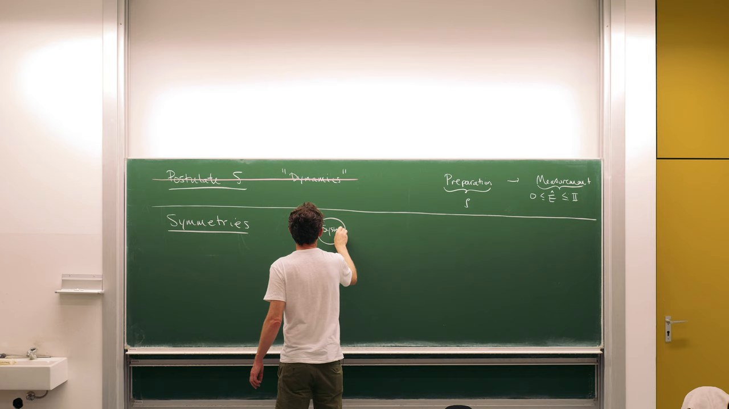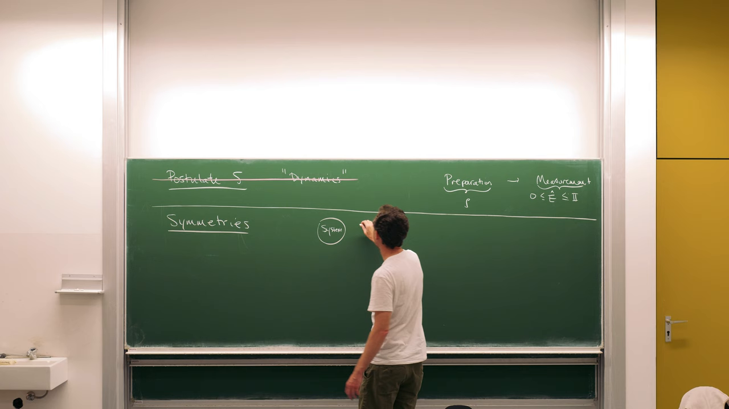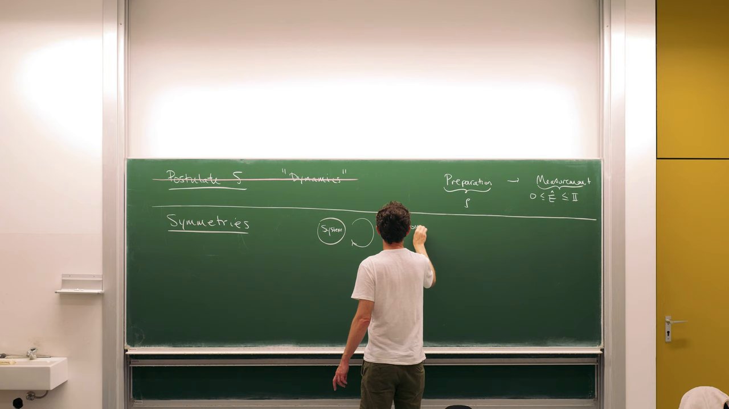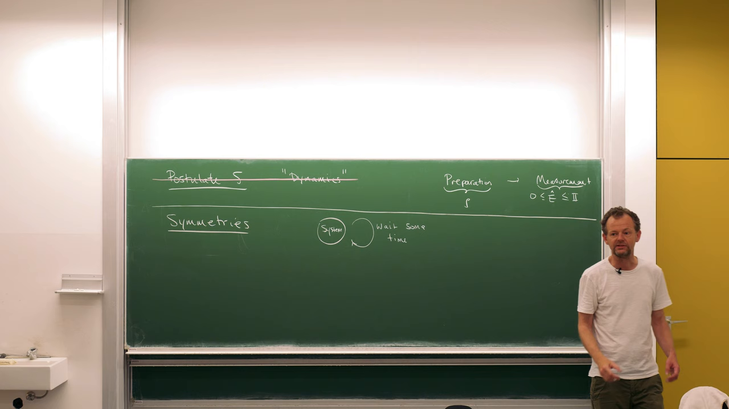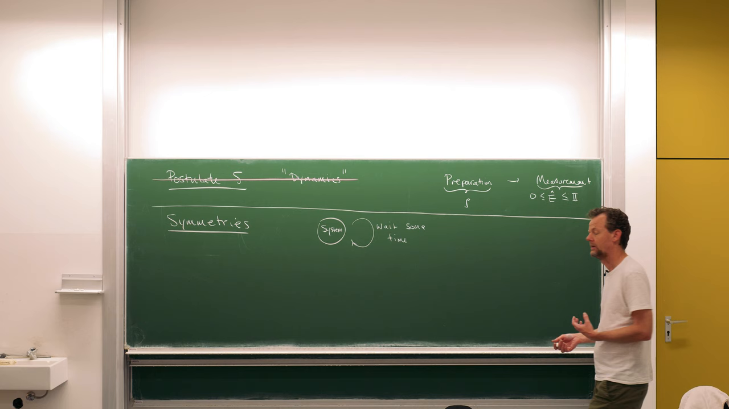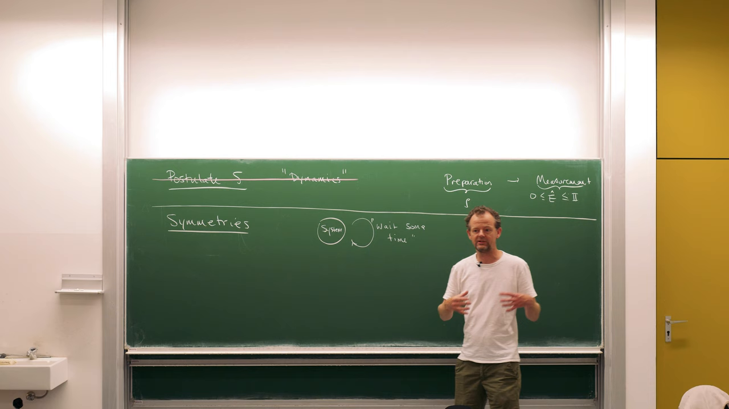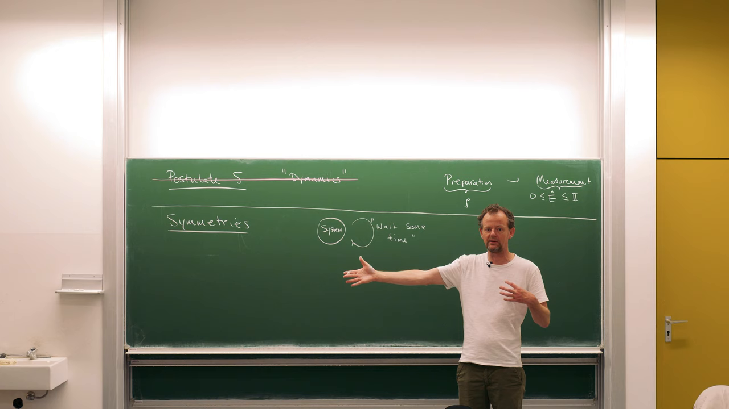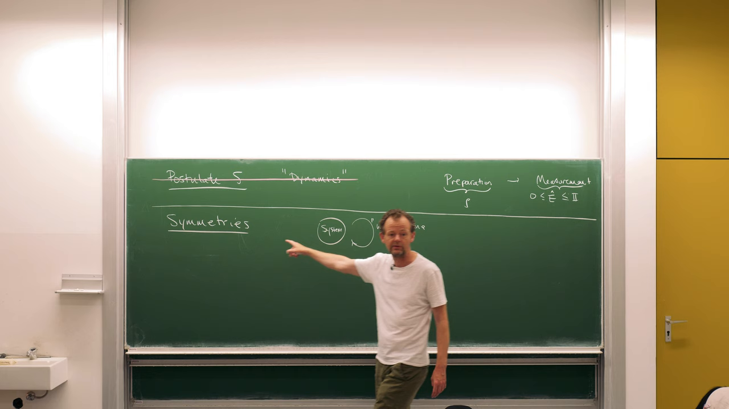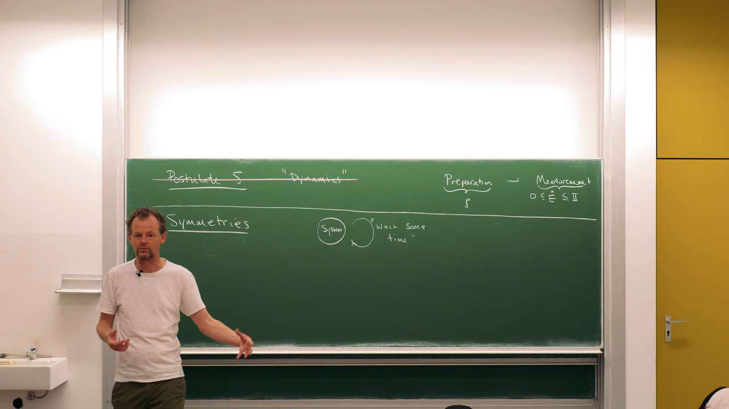And the operation of wait some time is a symmetry operation that can occur. So we're going to start talking about symmetries as operations that occur or can be performed on your quantum mechanical system. That's the most generalized sense in which I understand the word symmetries in this course. A symmetry is an operation that can be performed on your quantum system or that can occur.